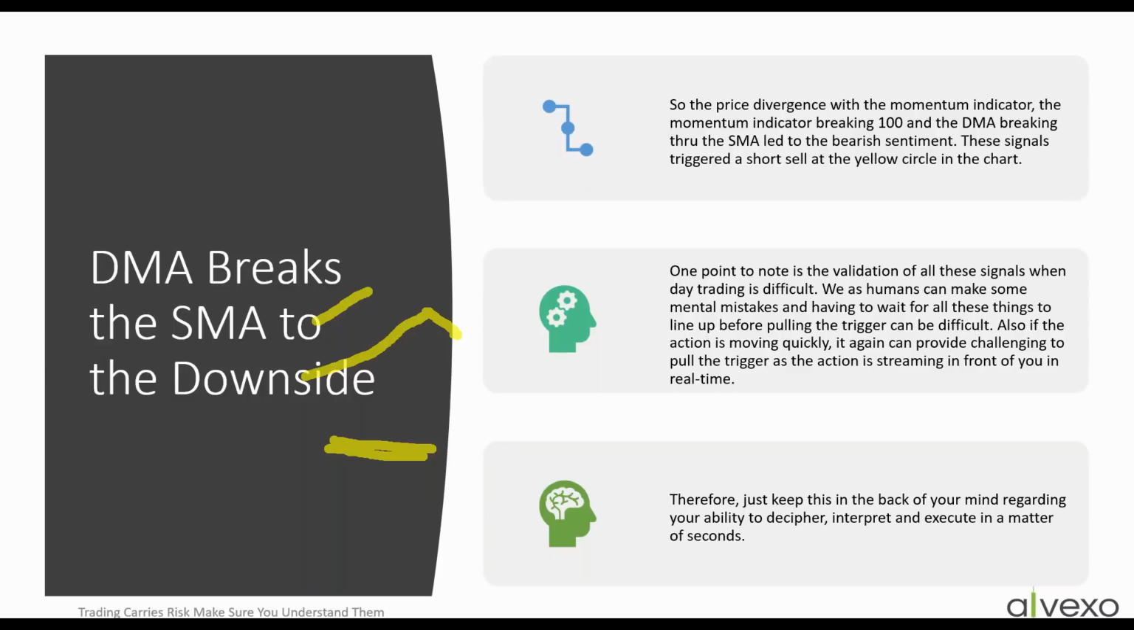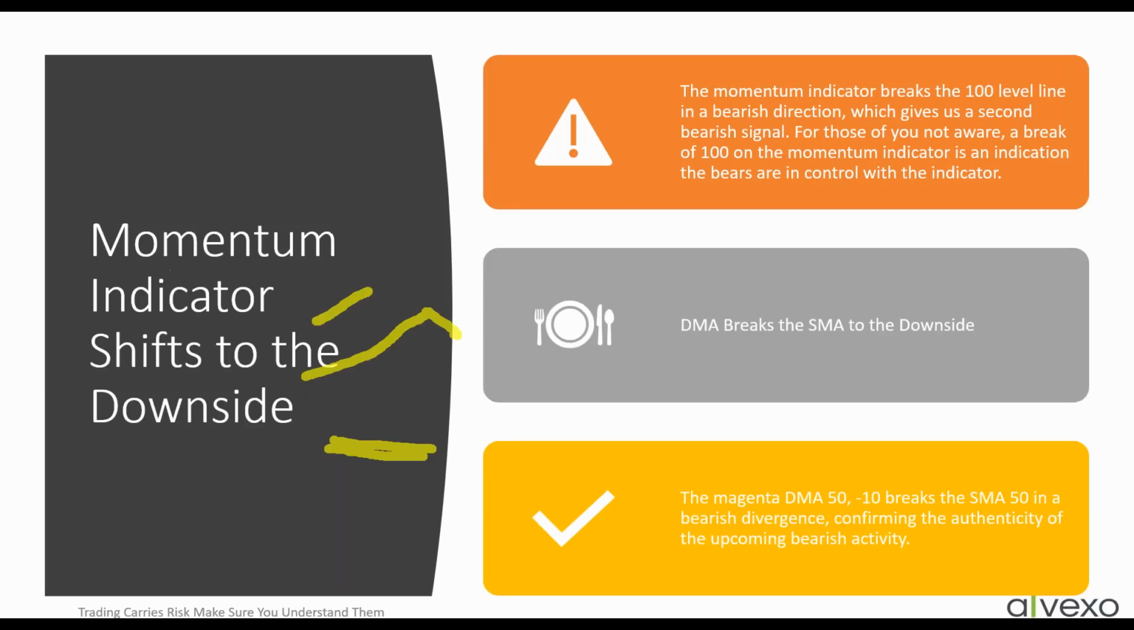So the price divergence with the momentum indicator breaking 100 and the DMA breaking through the SMA led to the bearish sentiment. These signals triggered a short sell at the yellow circle on the chart.